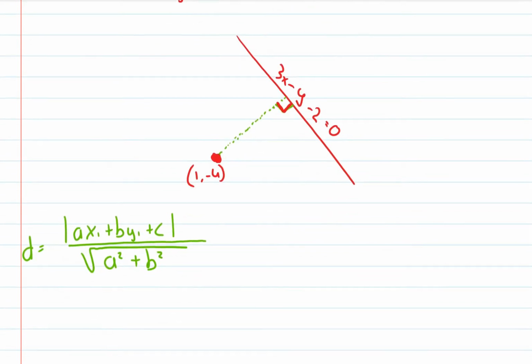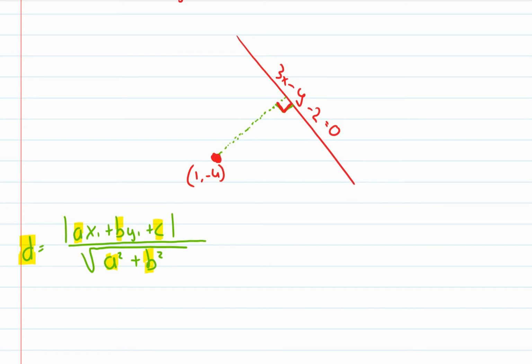How we do it is we have this formula. This formula is taken directly from our logbook, so we don't need to learn it. We do know how to slot the numbers into it. So the distance from the point to the line is the modulus of a x1 plus b y1 plus c over the square root of a squared plus b squared.